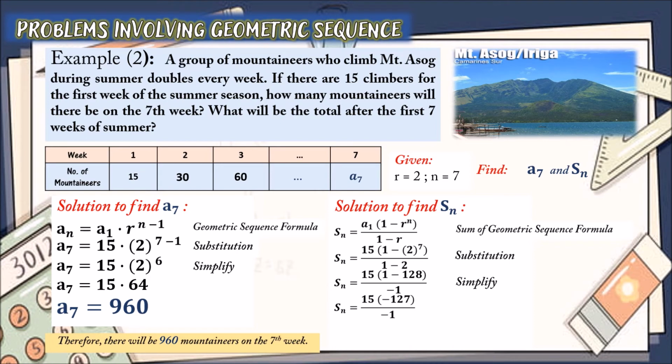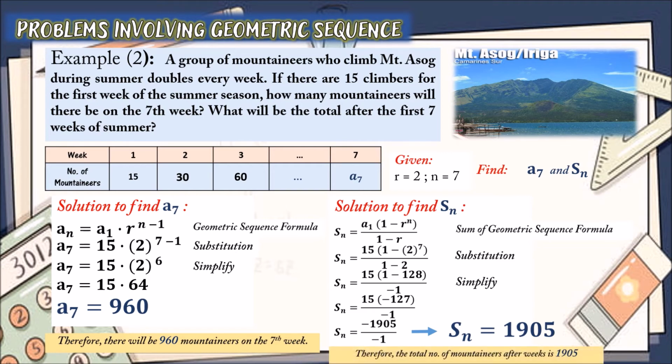Let's solve. We have S of n is equal to 15 times negative 127 over negative 1. So we have S of n is equal to negative 1905 over negative 1, which is S of n is equal to 1905. Therefore, the total number of mountaineers after 7 weeks is 1905.